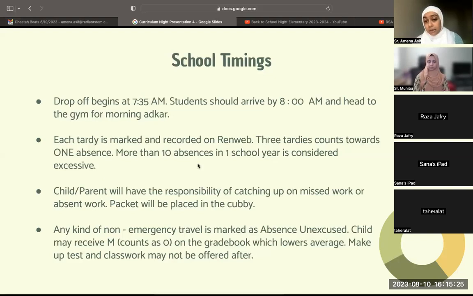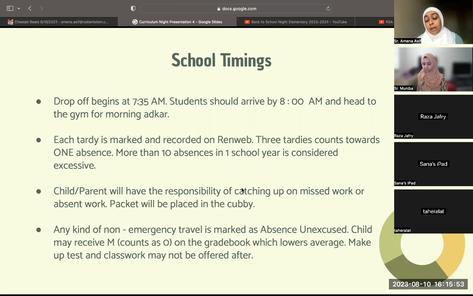More than 10 absences in school, which is 5 absences per semester, is excessive. Your child will miss important skills, so please try not to plan any non-emergency travel, any weddings, anything that goes out of town, unless it's a family emergency, which we understand. But try not to plan leisure trips outside of the regular holidays.